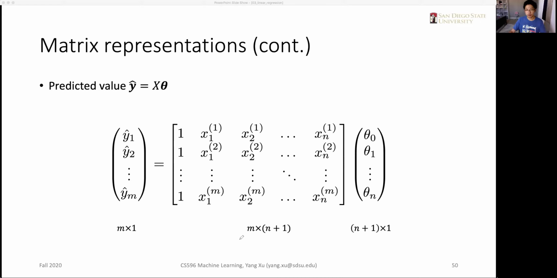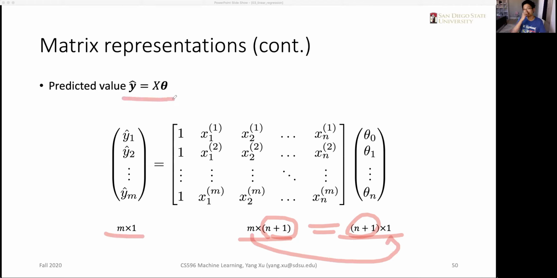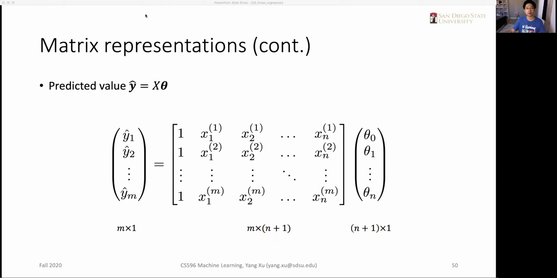In order to multiply these two matrices, we need to make sure that the dimensions here are the same value. They should match, right? And the resulting matrix has the dimension m here and 1 here, right? So that is basically a very neat representation of how we make predictions. All right, that is the y hat we have. It's in bold, so it's also a vector.